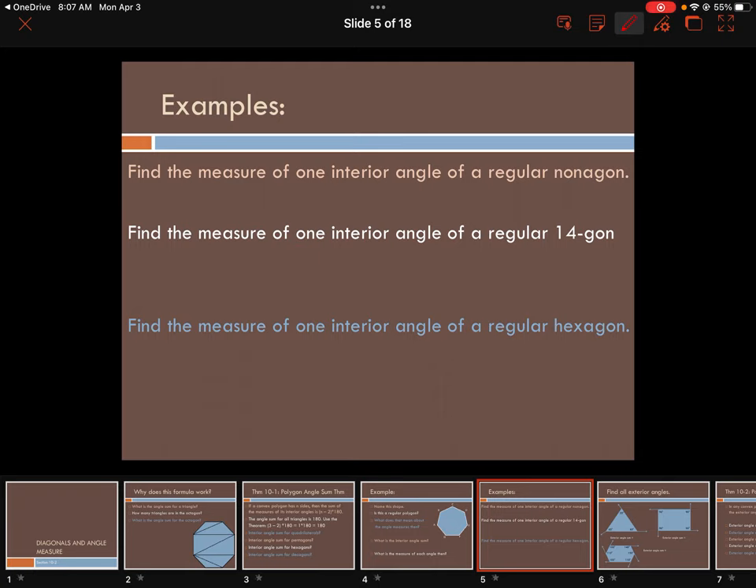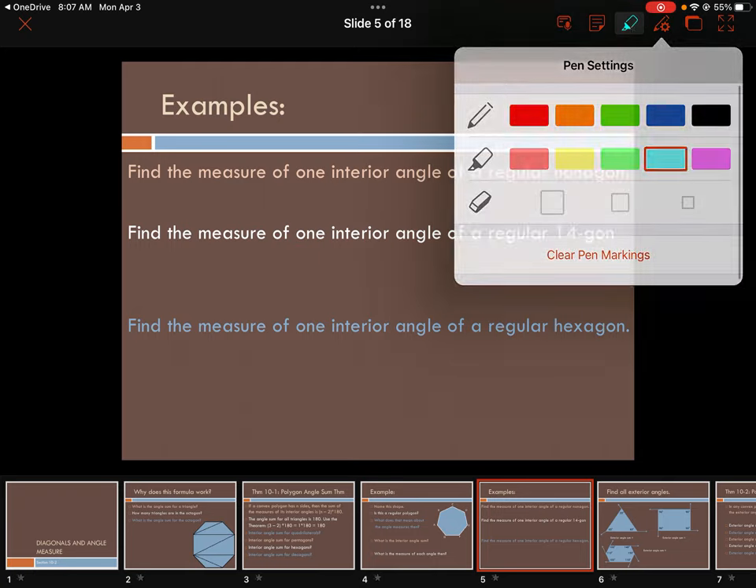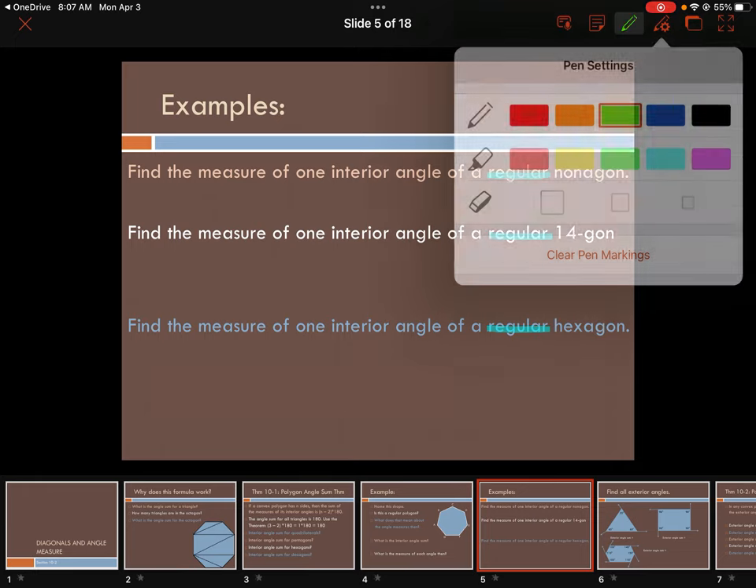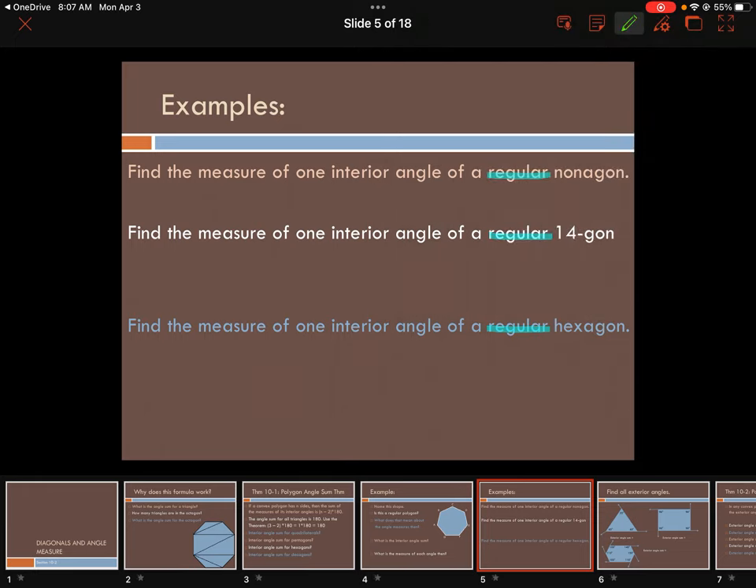So let's keep going with that concept. We're going to look at regular figures. All of these shapes here are going to be regular. So you're going to handle this one just like we did on the previous problem. What's the measure of one interior angle of a regular nonagon? So we're going to calculate the interior angle sum first. That'll give us 1260. All 9 angles are the same. So what's the measure of each one? 140.